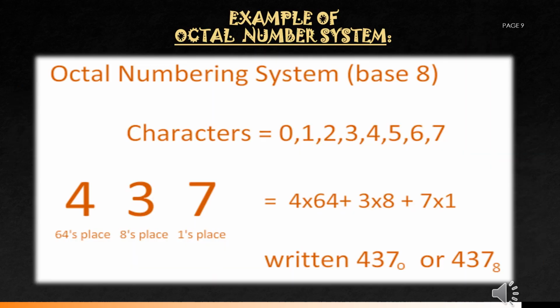Example of octal numbering system, base 8. Characters equals 0, 1, 2, 3, 4, 5, 6, 7. 437 equals 4 times 64 plus 3 times 8 plus 7 times 1. Written as 437 or 437 eighths.